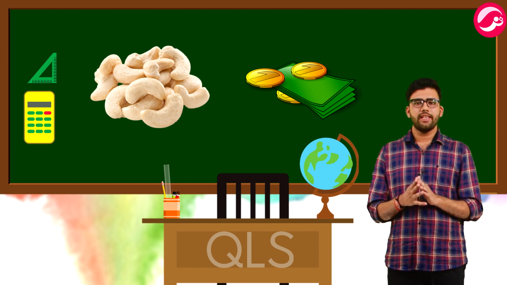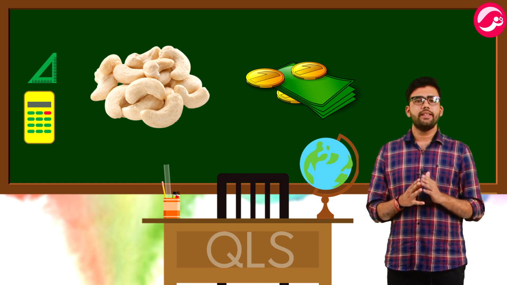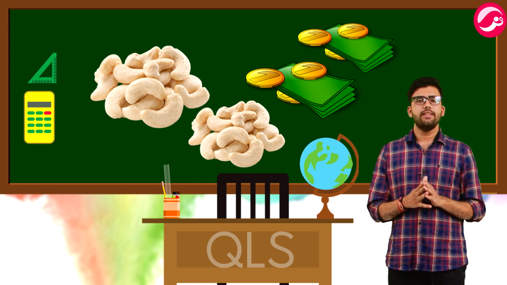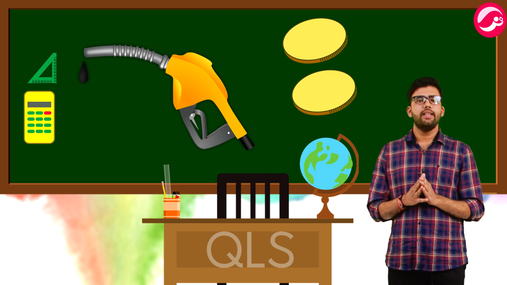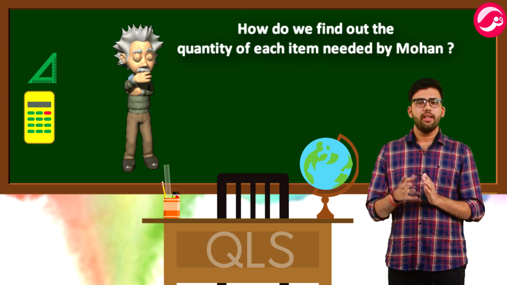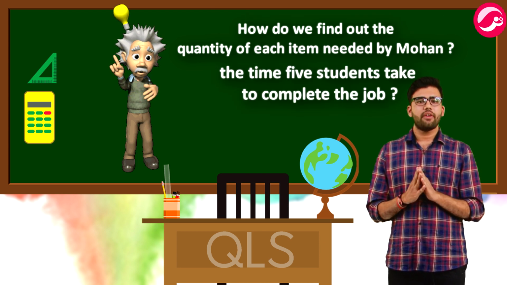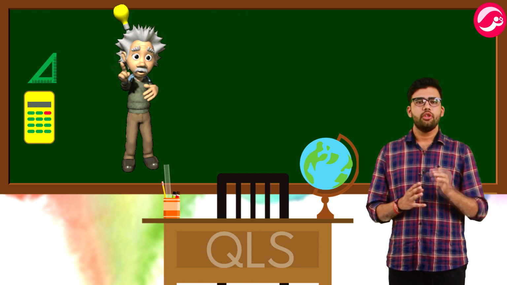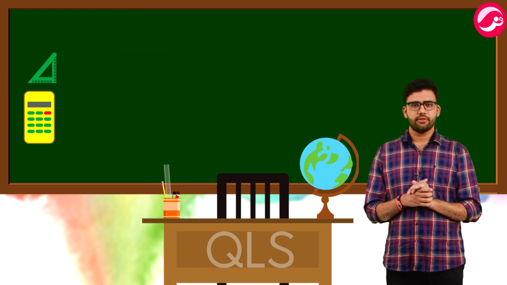When we purchase anything from the market, peanuts or cashews, the amount paid increases as the quantity increases. The cost of fuel increases with the increase in its quantity. How do we find out the quantity of each item needed by Mohan, or the time taken by the 5 students to complete a job? To answer such questions, we now study some more concepts of variation.